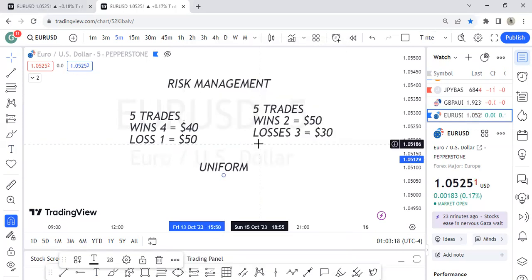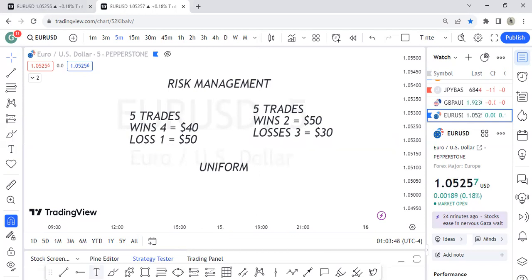If you're risking 1%, it has to be 1% or 2% on all your trades, regardless of whether the trade is high probability or low probability or whatever the case may be. You must have a specific uniform risk. Very important. For you to have that consistency, the risk must be uniform.